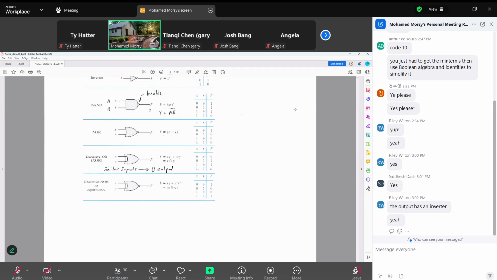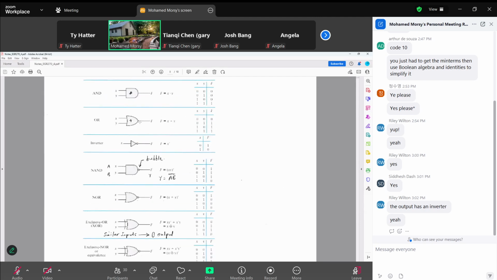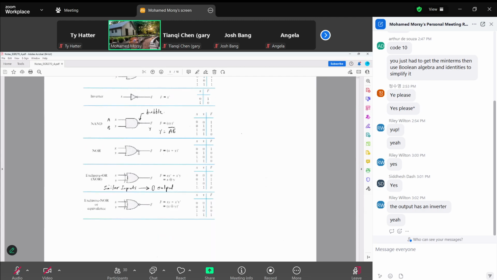Okay. Then NOR gate, the same thing. The main difference between OR and NOR is the bubble at the output here, the circle. So if you look at OR, there is no bubble. But NOR, we have a bubble here. And it's the same thing.